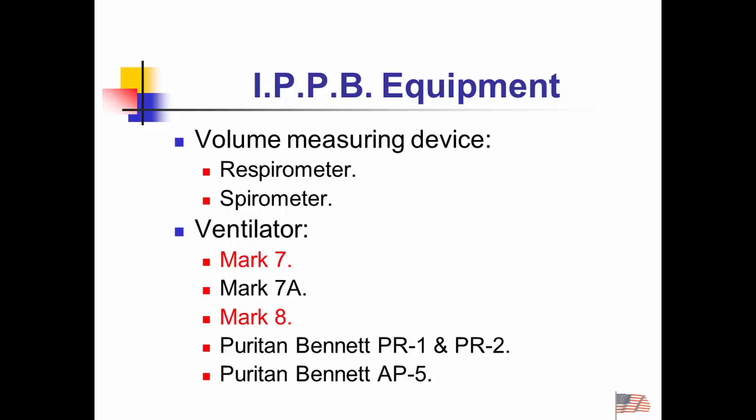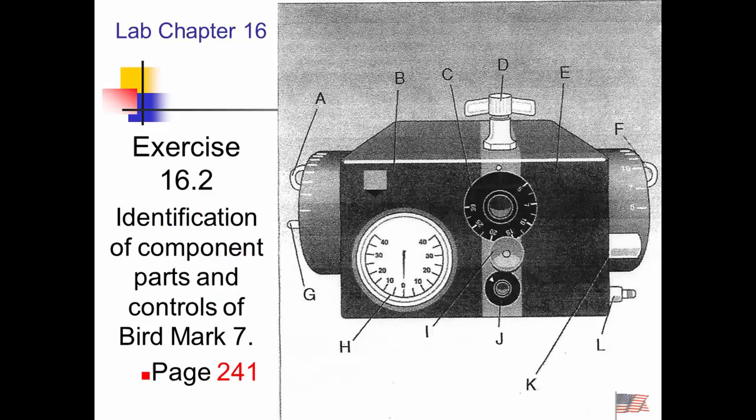You guys have played with it, that we can end up using. The two that we're going to focus on in the lab here are the Bird Mark 7 and the Bird Mark 8. If you go out into the community and you happen to find a hospital that still has an IPPB machine, which is not that common, those are the two that we primarily focus on. So IPPB will be done with one of those two units. I grew up on the Bird units. This is what they look like, and we'll go through the different controls in a second.